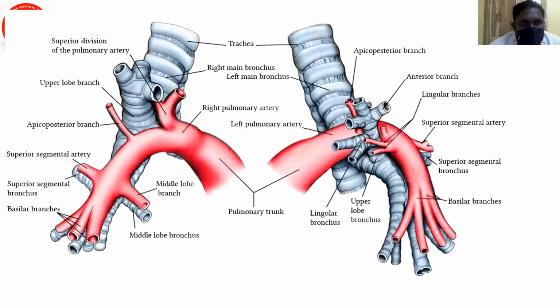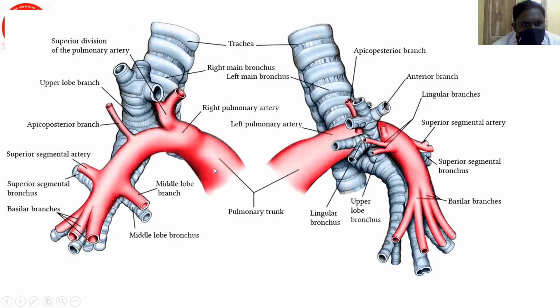Then you can see this is the trachea. It divides into the right and left main bronchus. This is the right main bronchus. This is the right pulmonary trunk, and this is the left pulmonary trunk. That gives rise to the superior division of the pulmonary artery. Then up we go: posterior branch, segmental branches, basilar branches.